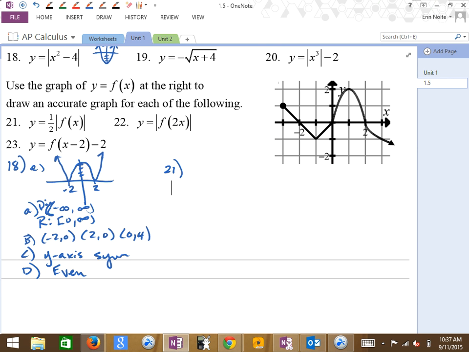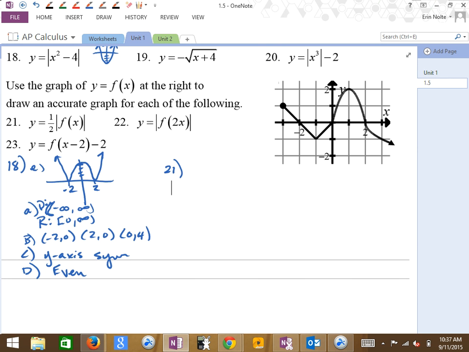Okay, so now if I look at this parabola piece, it's already above the x-axis, so I don't have to reflect it. All I do now is go half as high. So if it's up at 2, how high is it going to go? 1. So this is going to max out at 1, and then it's going to come back to the x-axis.